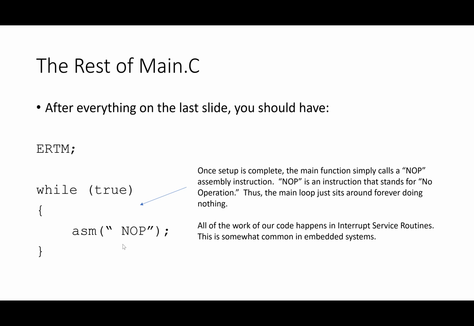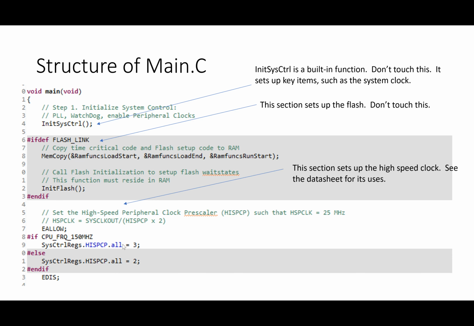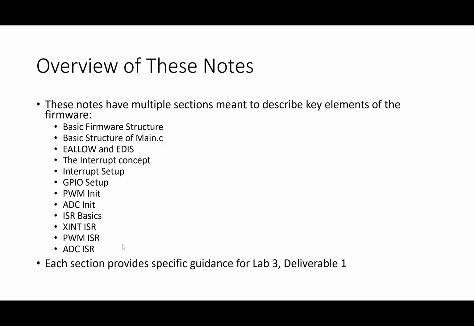Now I describe a couple of other things in here. So eallow and edis, I describe what those are. I have certain registers that are eallow protected. Now I make a lot of reference throughout these notes to the system control and interrupts guide, and as needed to the PWM reference guide and to the ADC reference guide.